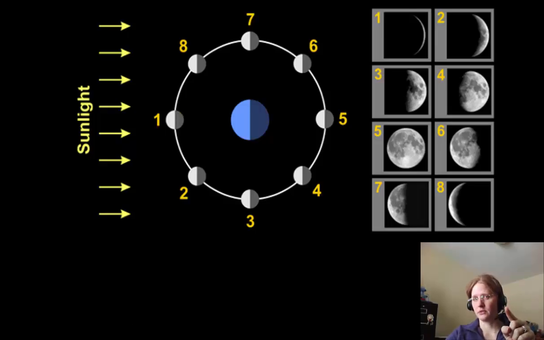Now, kind of pay attention to where the Earth and the moon are compared to the sun. The moon is in the direction of the sun. The new moon is in the direction of the sun. So that means you would see it during the daytime. The new moon is up in the sky during the day.